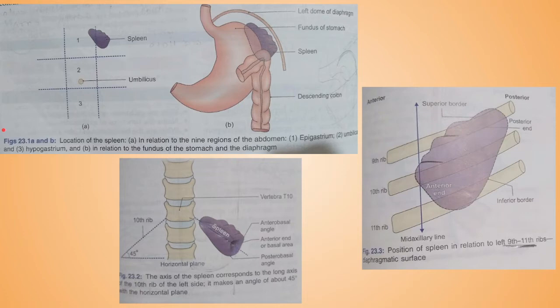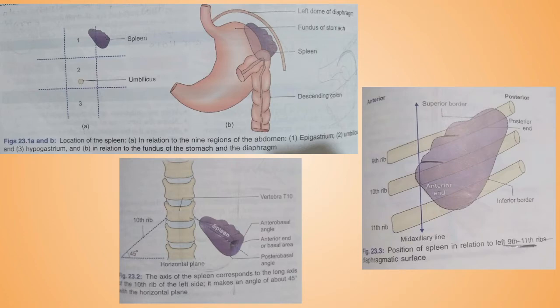Now, the spleen is basically lying obliquely along the long axis of the 10th rib. And remember, this normal spleen is not palpable. Okay, now as the spleen is lying along the long axis of the 10th rib, it is directed downwards, forwards and laterally, making an angle of about 45 degrees with the horizontal plane.